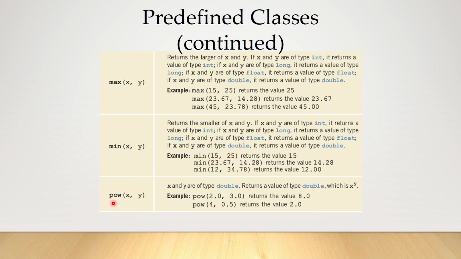Another method is pow with two parameters x and y. This returns a value of type double, which is interpreted as x to the power y. For example, pow with 2.0 and 3.0 as parameters returns the value 8, since 2 to the power of 3 is 8.